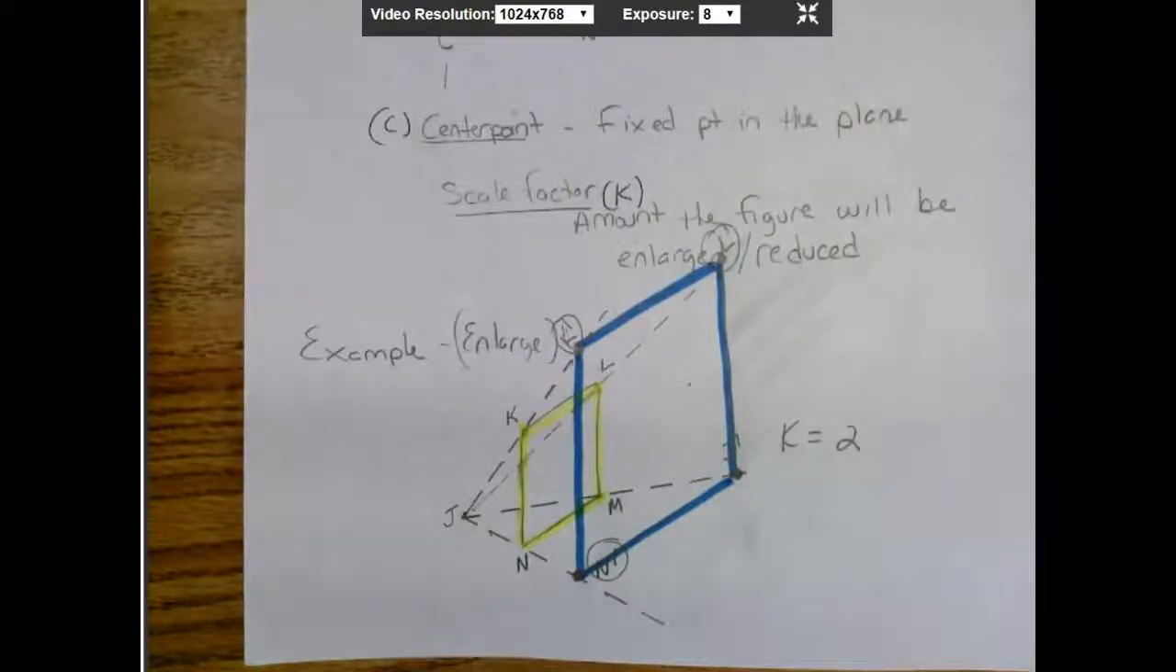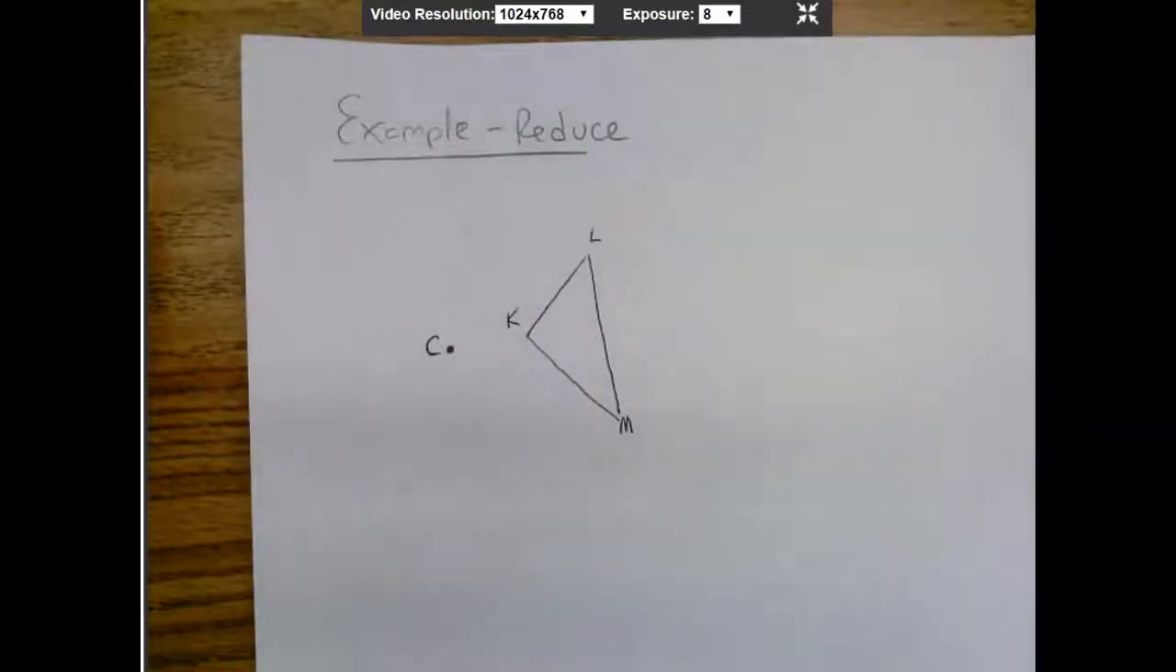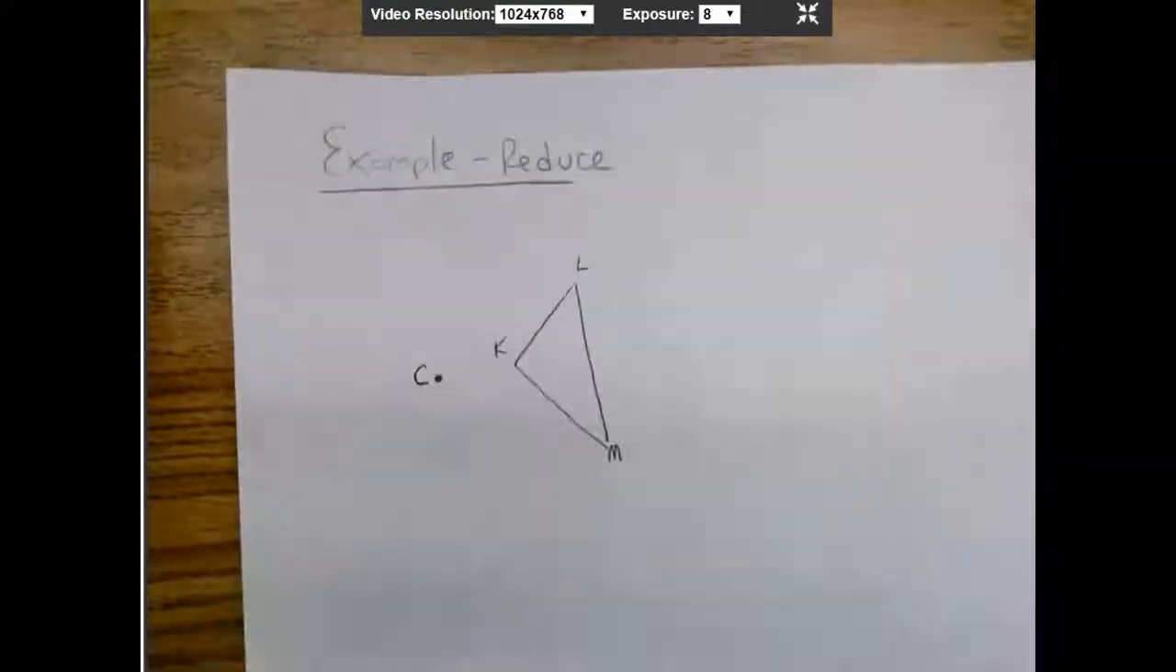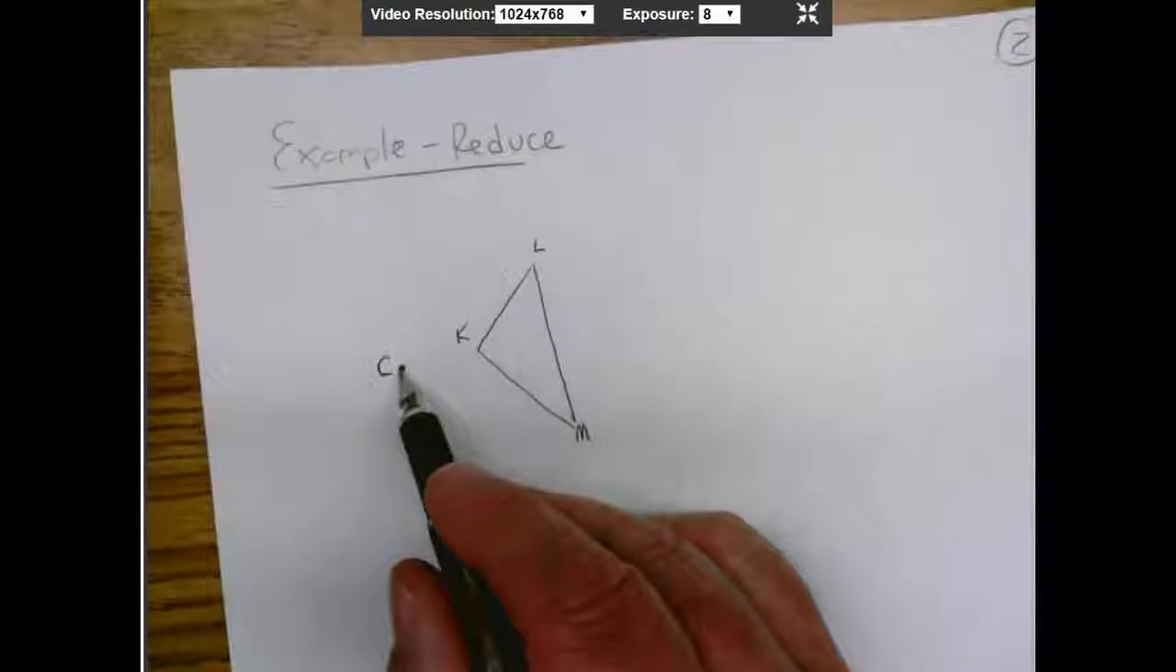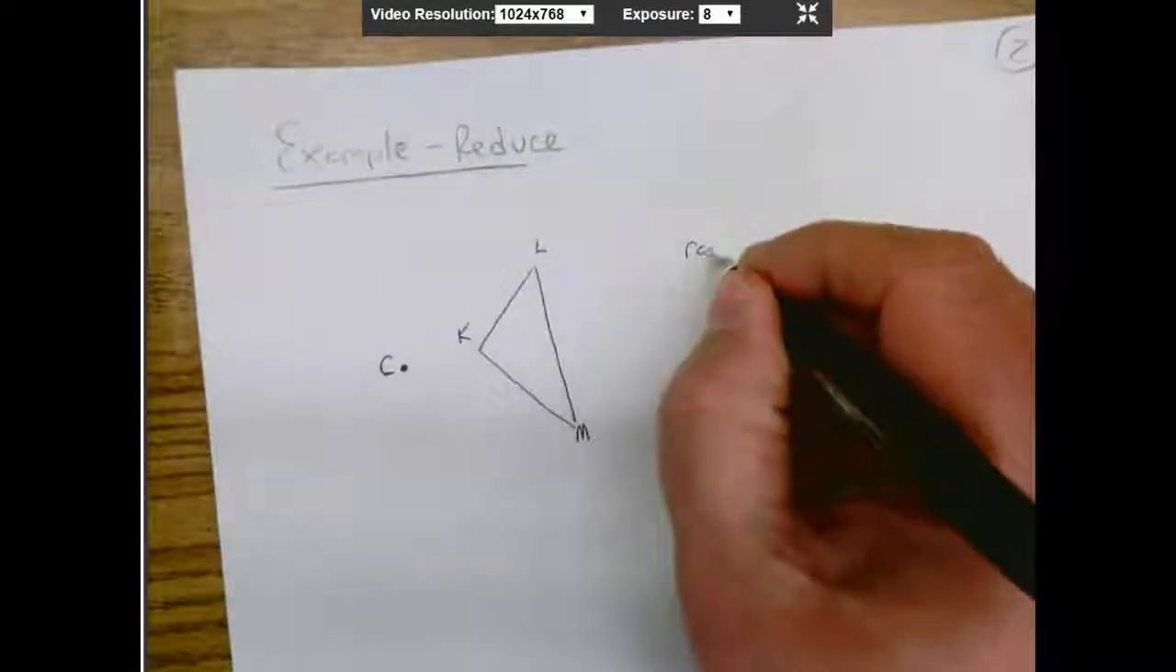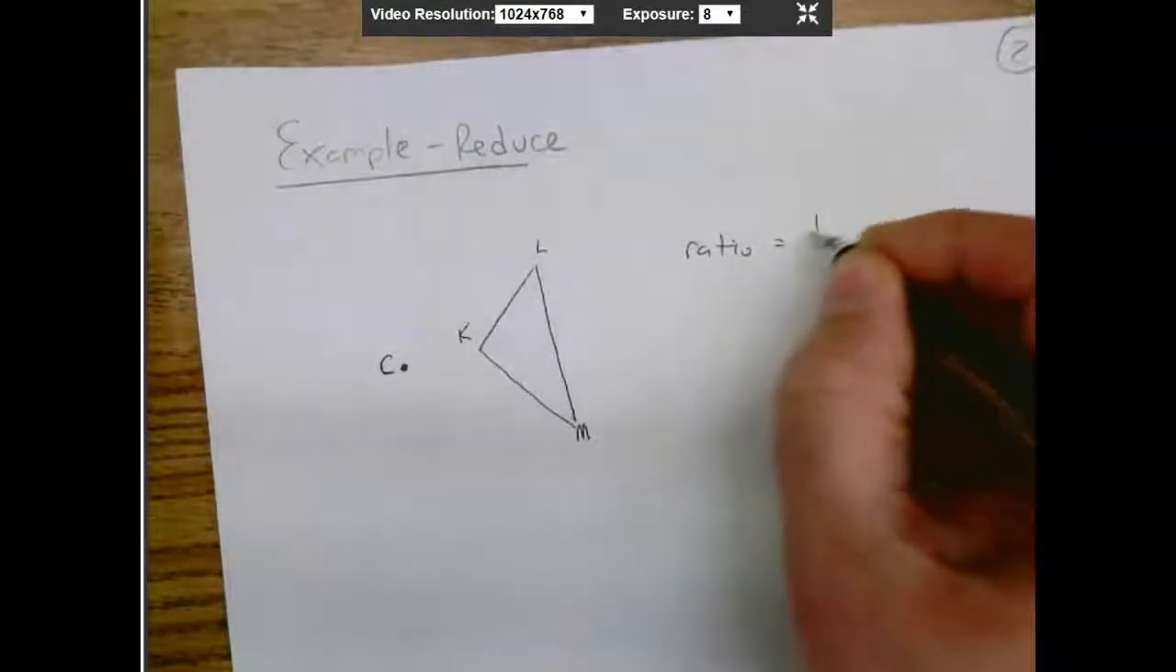And let me just show you one where I make it smaller. Let me get it set up. So if I'm doing a reduction, I am going to put my pencil here. Where'd it go? Good, over here. So I'm going to do a reduction. I'm just going to use a pen here. I don't make any mistakes. So again, I'm going to start with my center point, and let's just say my ratio is 1/2.